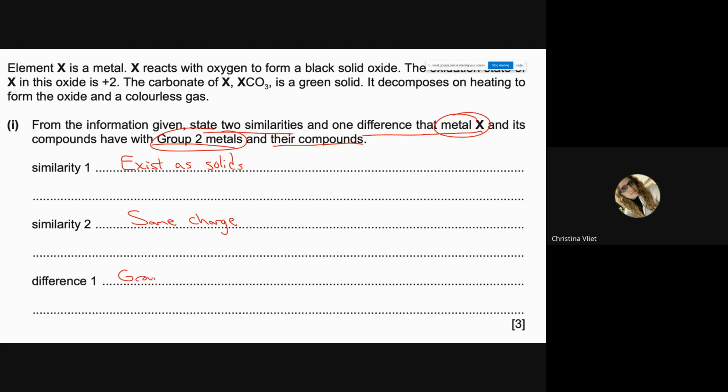So group 2 metal oxides are colorless, or white, whereas XO is black. You could have also said that XCO3 is green, whereas group 2 carbonates are white. You could have also said that, and that would also qualify as a difference. So the difference is in color.